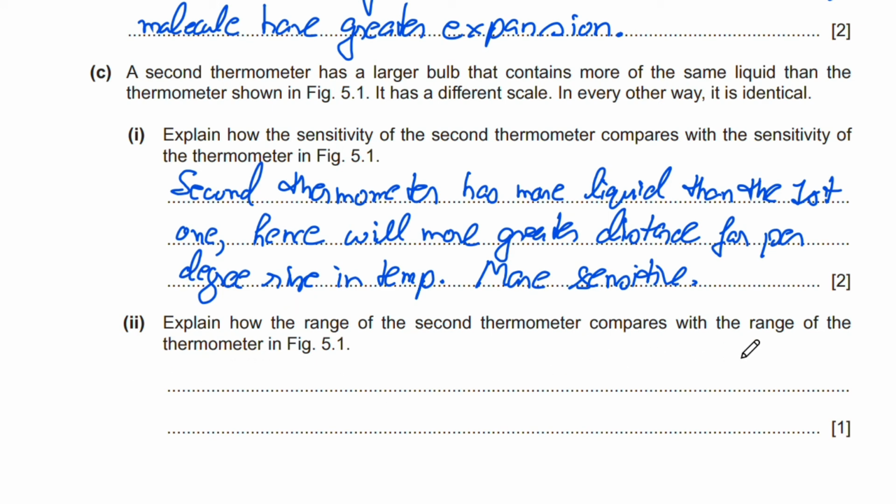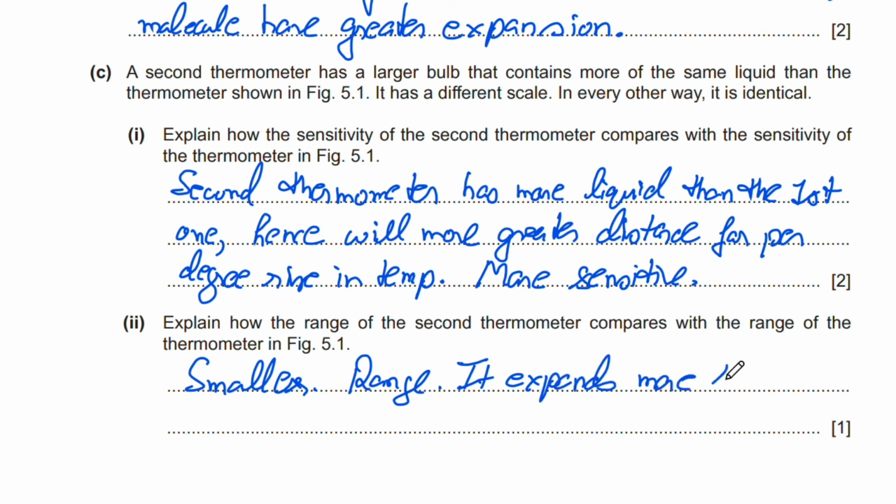Explain how the range of the second thermometer compares with the range of the thermometer in figure 5.1. So this will have a smaller range. Now see, it expands more for the same rise in temperature. If it is expanding more for the same rise in temperature, it is going to reach the tube end earlier. So that's why its range is reduced. So what you will write is smaller range, and it expands more for the same rise in temperature. Or you should remember that the greater the bulb, the smaller will be the range.